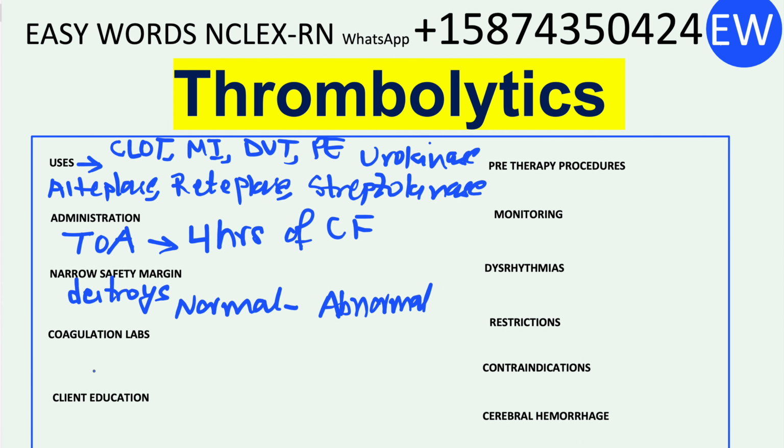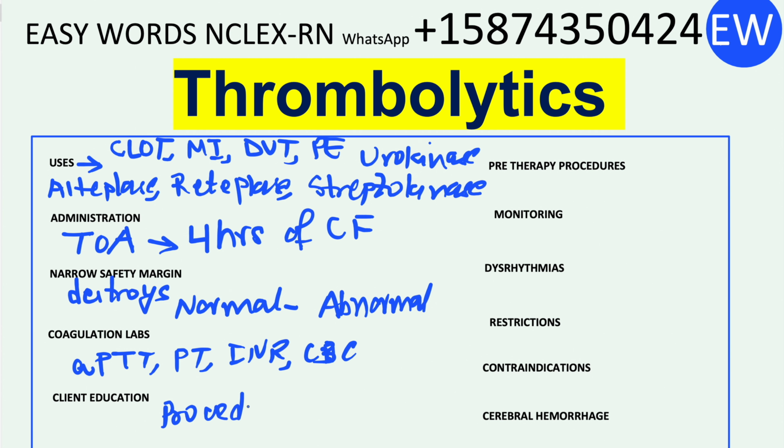Coagulation labs. Prior to starting thrombolytics therapy, nursing to obtain the baseline coagulation labs, such as PTT, PT, INR, or CBC. Client education. Explain to the client the purpose of the procedure and therapies, and answer any client questions.